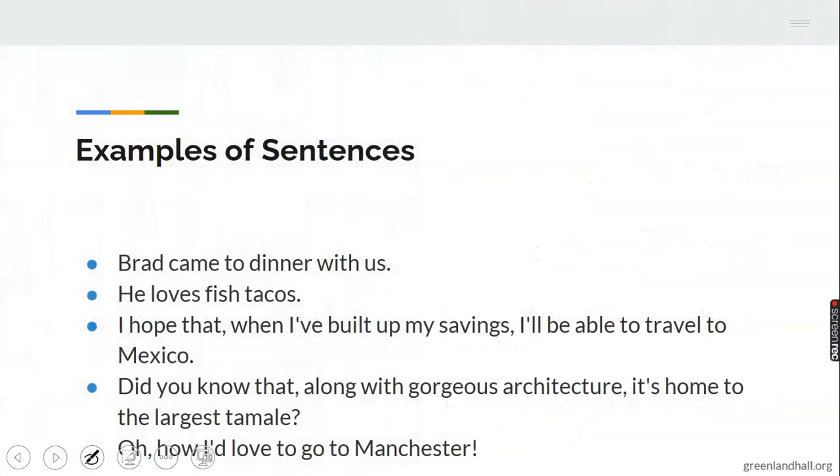Then, to examples of sentences now. All I have here are examples of sentences. Brad came to dinner with us, starting with a capital letter, ending with a full stop, and it's quite meaningful. It has a subject and it has a verb. Here also we have a subject, we have a verb. This is a capital letter, this is a full stop, telling you that it is a sentence because it is meaningful.